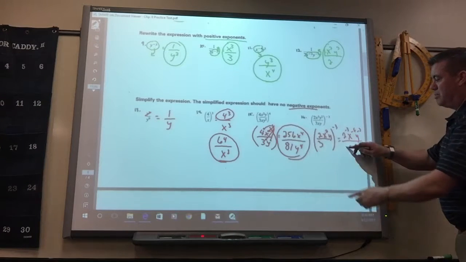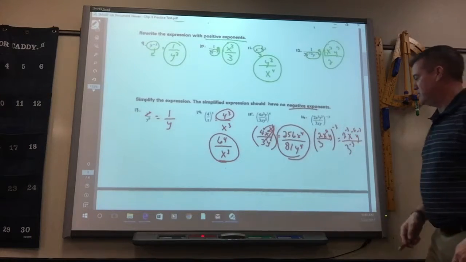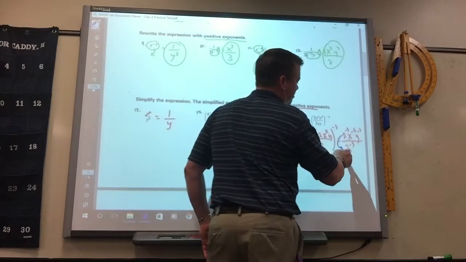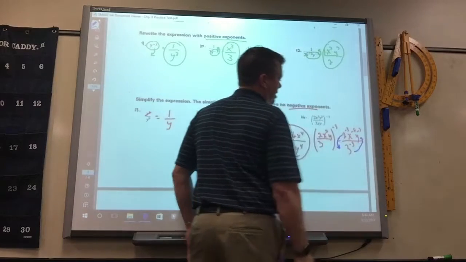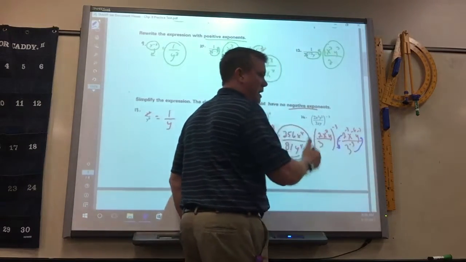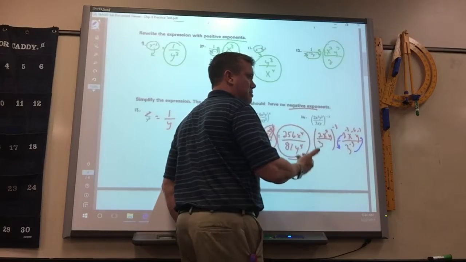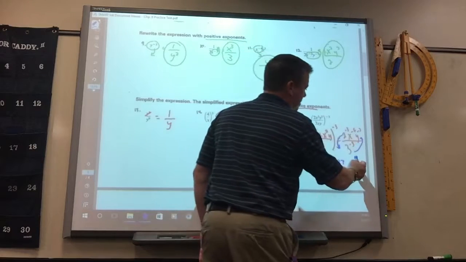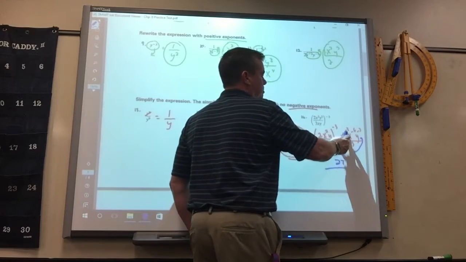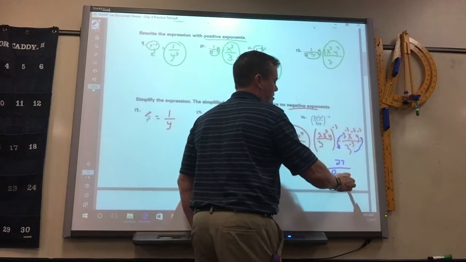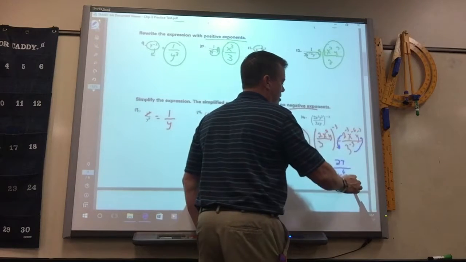And then you got to also do the bottom, 3 to negative third. So everything has got to flip because they're all negatives. So this would move up to the top. 3 to the third is 27. These would all come down. And this would turn to 2 to the positive third, which is 8. X to the 6th, y to the third.